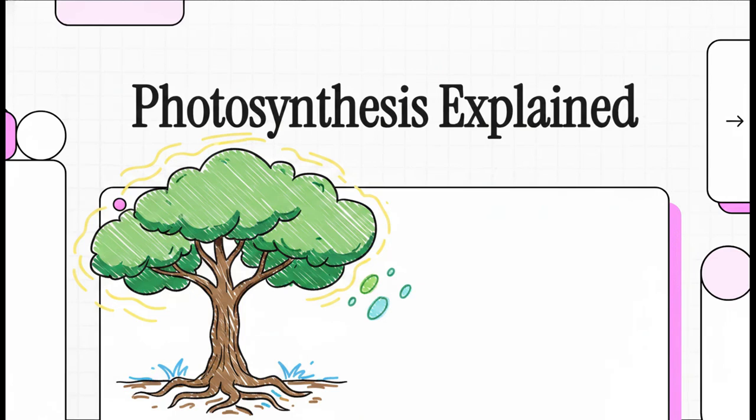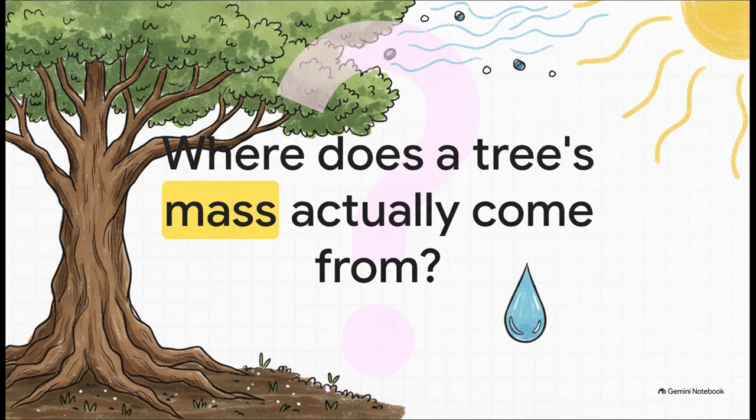Welcome to this Grade 8 Science Explainer. Today, we are exploring one of the most miraculous and honestly most essential processes on planet Earth, photosynthesis. If you've ever looked outside at a towering tree and wondered how it actually got so big, well, you're in the exact right place. Okay, let's start off with a bit of a mystery.